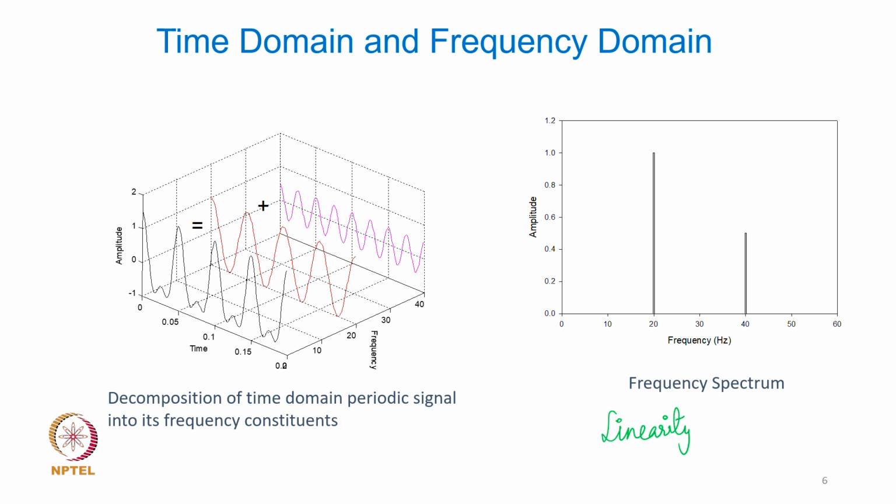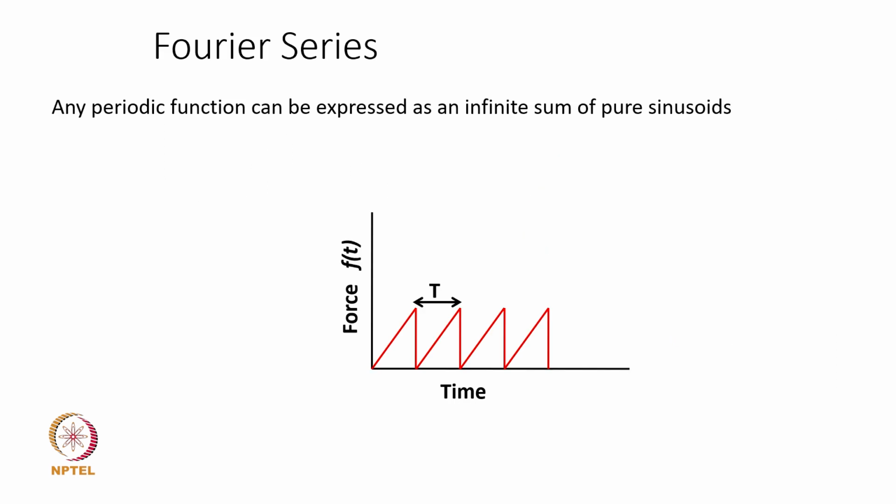So, with the assumption of a linear system, I can then decompose any periodic forcing function into component harmonics and find out individual responses, and then simply add them up. That is what we are going to do in this particular case. Okay.